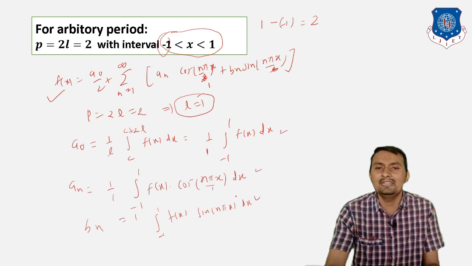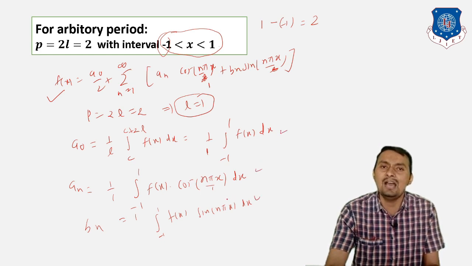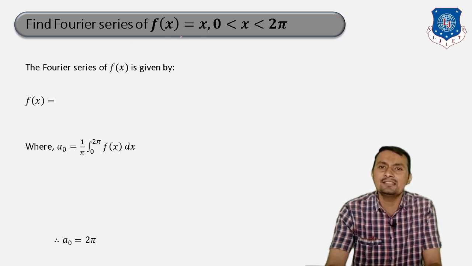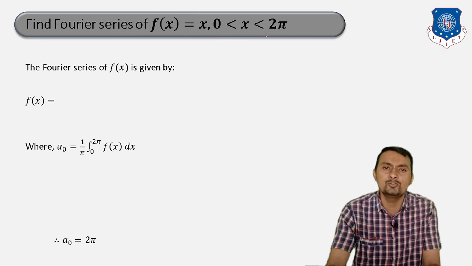And now you can integrate, but the question arises: how can we integrate this one? So let's have a look at the first example. Here the first question says: find the Fourier series of the function f of x is equal to x in the interval 0 to 2 pi.